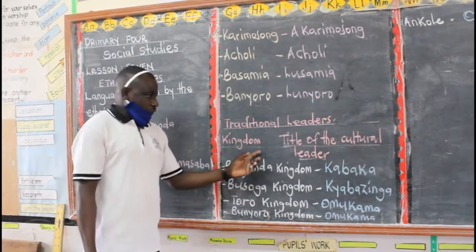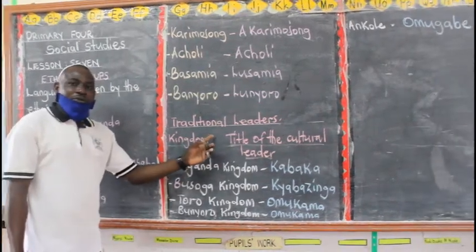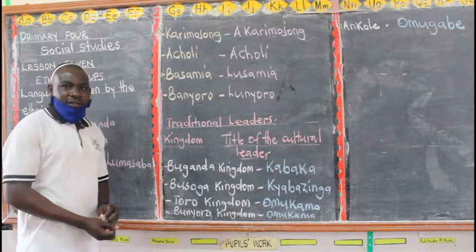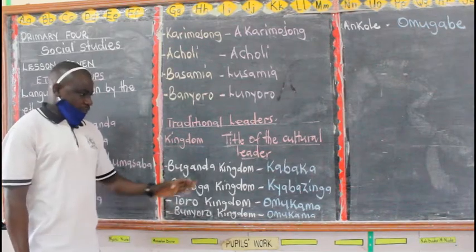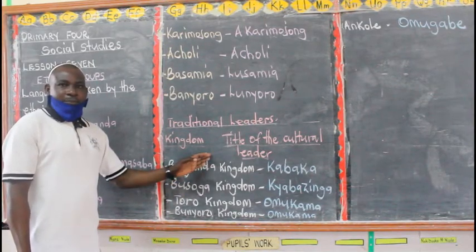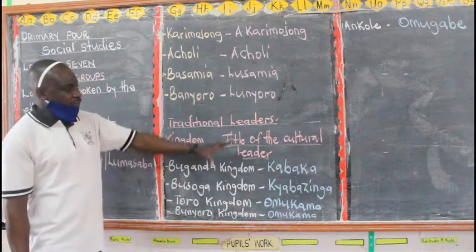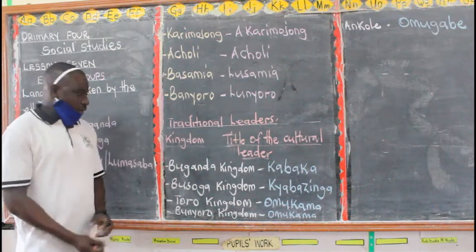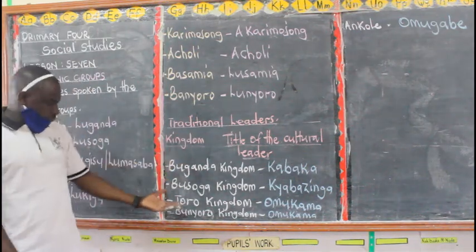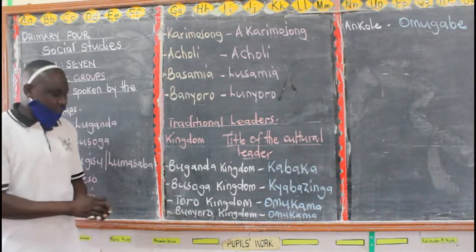But I want to remind you that we are going to use the comprehensive atlas. You check from page 27 up to page 72. You are going to find that information there. I've given you a few kingdoms in Uganda, but we have other kingdoms.